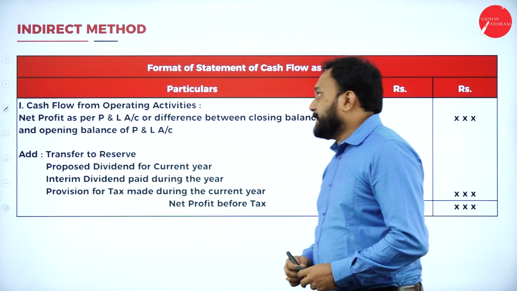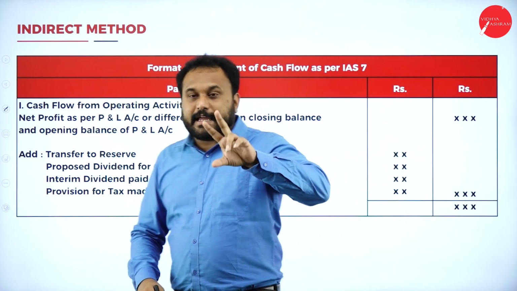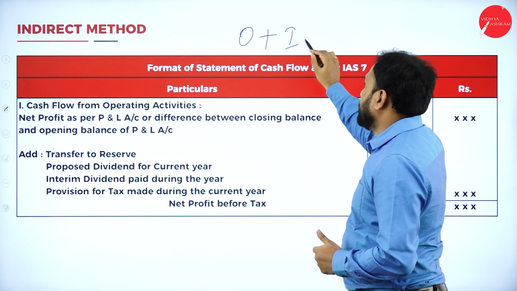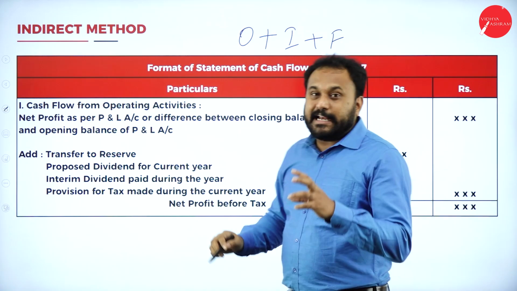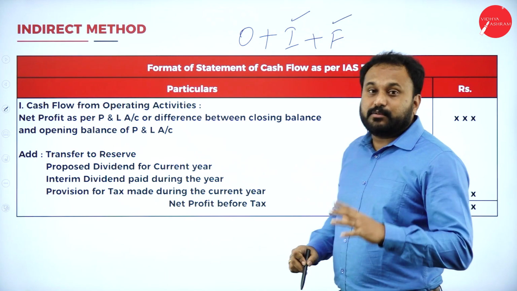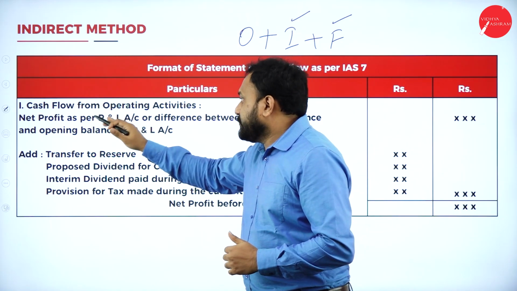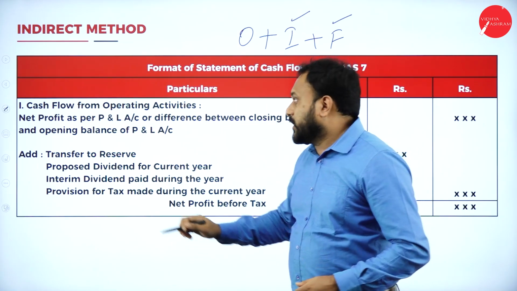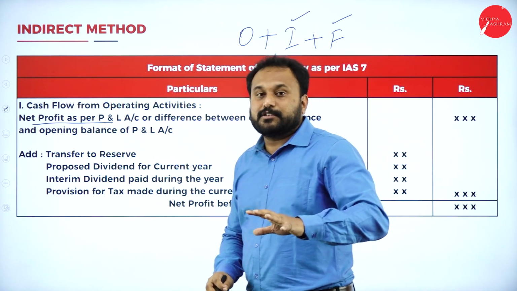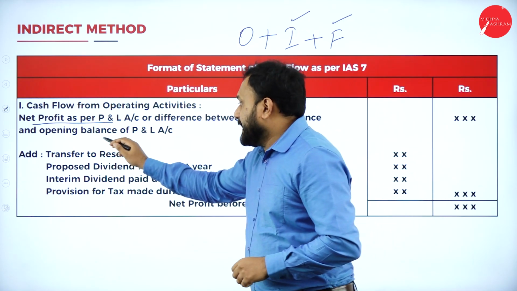I'll show you the indirect method format here. The format for the indirect goes like this. Again, we have operating, investing, and financing, but with a slight difference in operating only. Investing and financing are the same way as we have done in the direct method. Here in the indirect method, for cash flow from operating, the first thing they take is the net profit as per the P&L account. Then they will go with the opening balance of the P&L account.